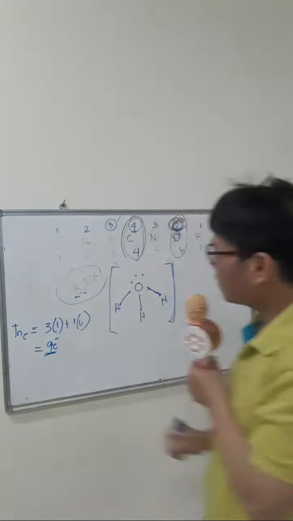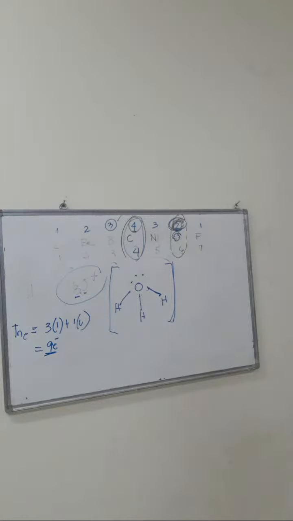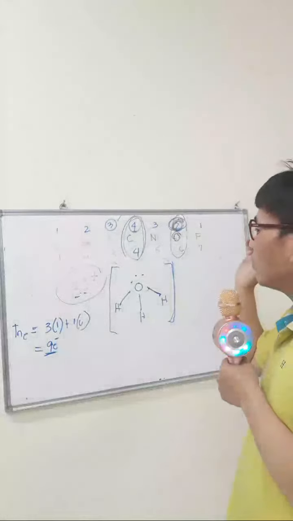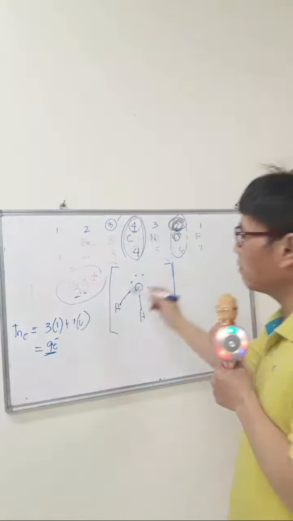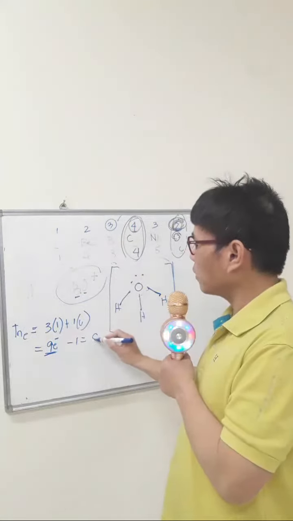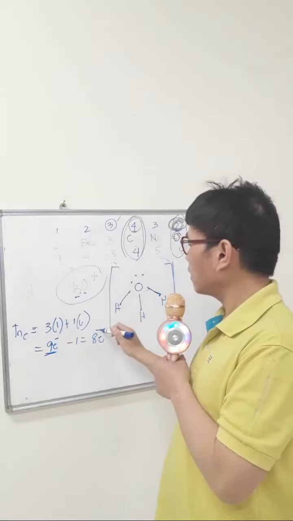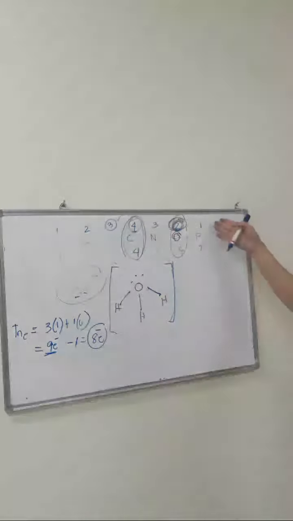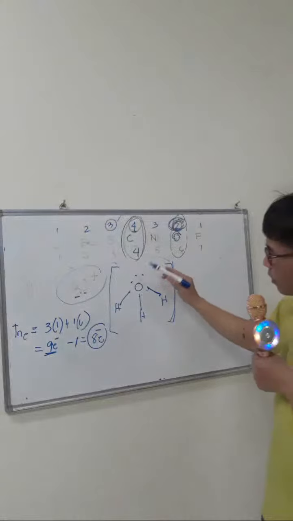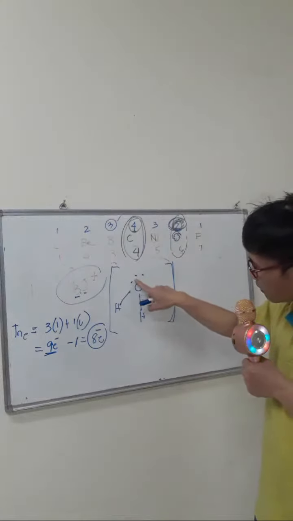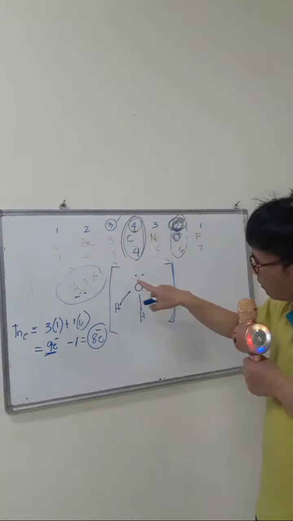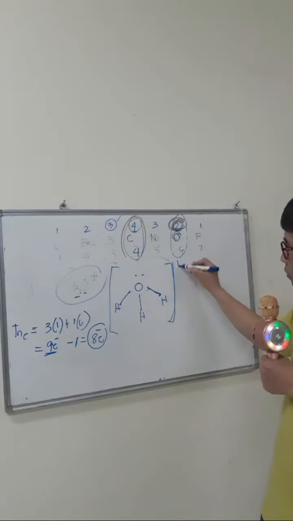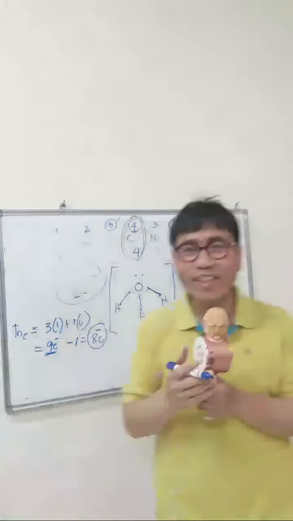In this case, guys, to comply with the octet rule, we need to subtract. How can we do it? Subtract 1. It will become 8 electrons. To comply with the octet requirements, we also need to remove an electron from the oxygen, and this will be transposed outside, and this will become positive 1. You get the point?